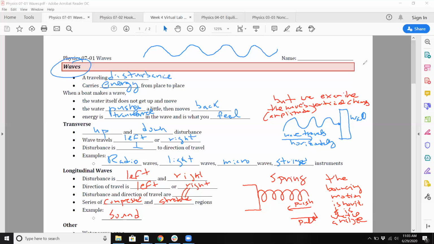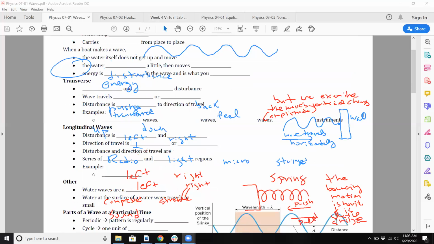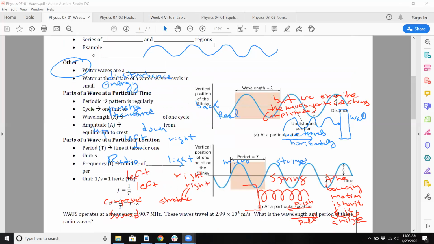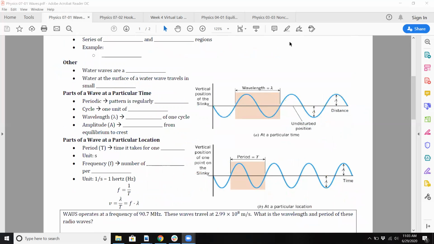There are some waves that do a combination of the two. We're not going to really examine those. But there are waves that are a combination. Water, the surface of water wave travels in small circles, for example. But we're not going to get into that.